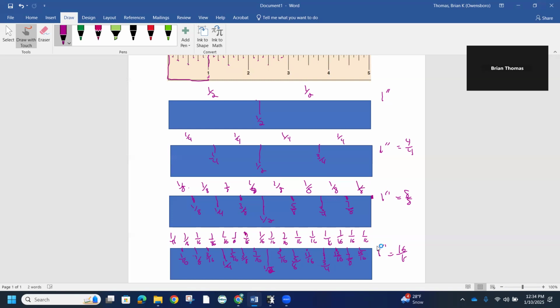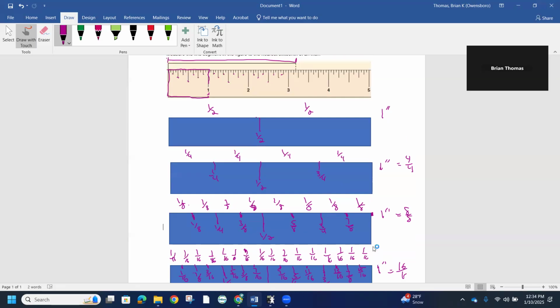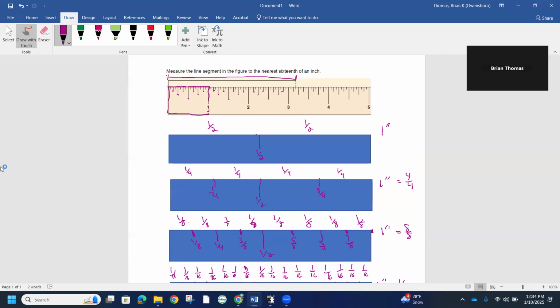So notice how the 16ths also go by odds. So 1/16, 3/16, 5/16, 7/16, 9/16, 11/16, 13/16, and 15/16. So if I look at my ruler, these itty bitty marks are actually what we call the 16th marks. So that's going to be like 1/16, 3/16, 5/16, 7/16, 9/16, 11/16, 13/16, 15/16.